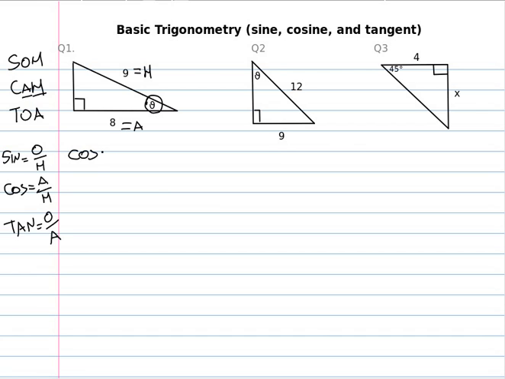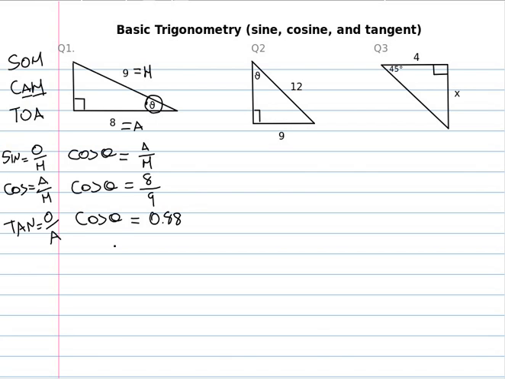To solve this, we set it out like this. So cos theta, that's that little zero with the squiggly bit, equals adjacent over hypotenuse. So cos theta equals adjacent is 8 over 9. Plugging that into our calculator gives us 0.88.